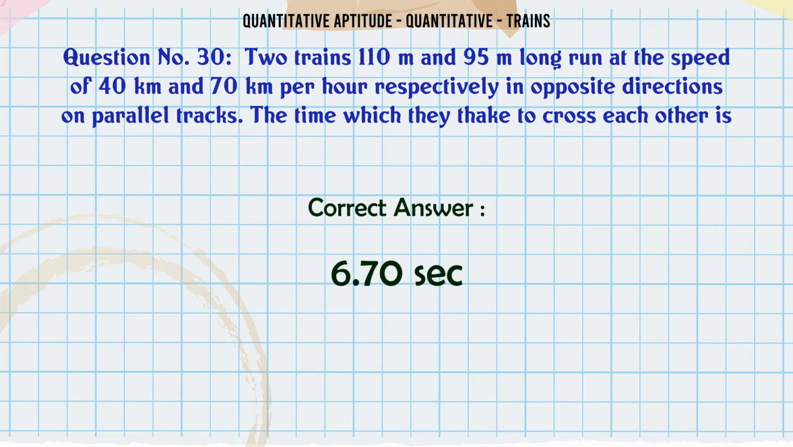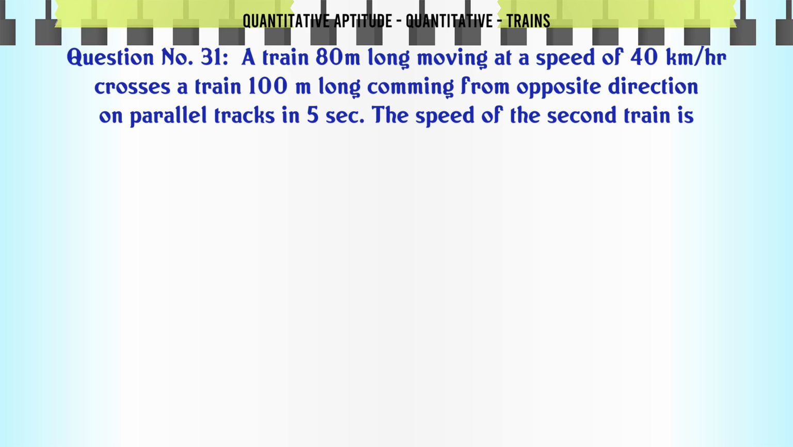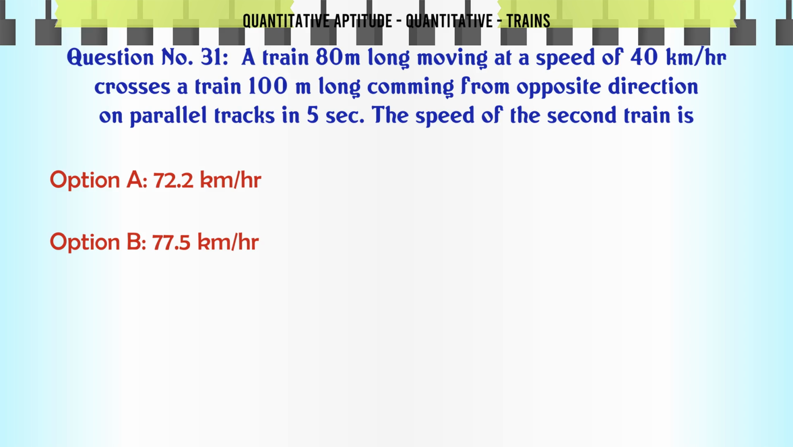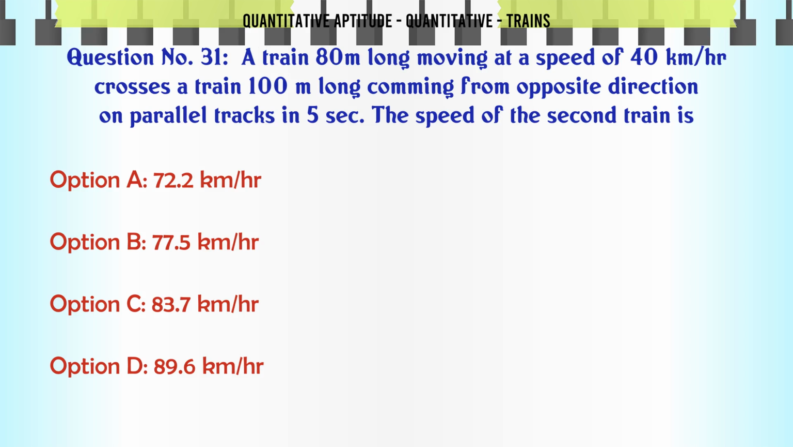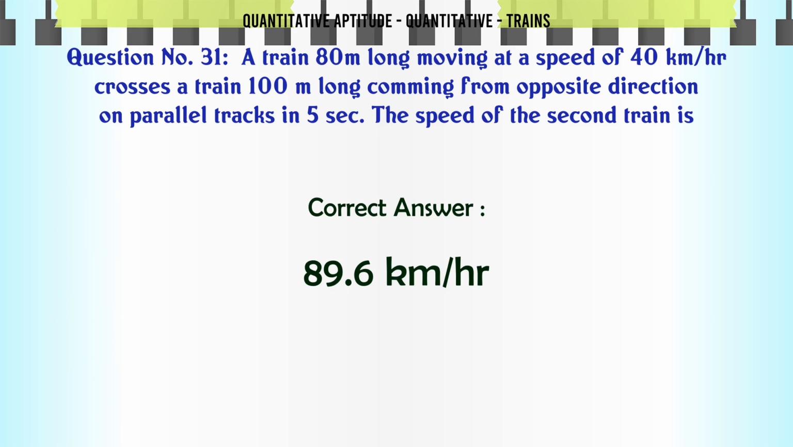6.70 sec. A train 80 m long moving at a speed of 40 km/h crosses a train 100 m long coming from the opposite direction on parallel tracks in 5 sec. The speed of the second train is A 72.2 km/h, B 77.5 km/h, C 83.7 km/h, D 89.6 km/h. The correct answer is 89.6 km/h.